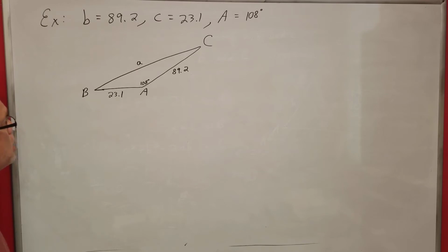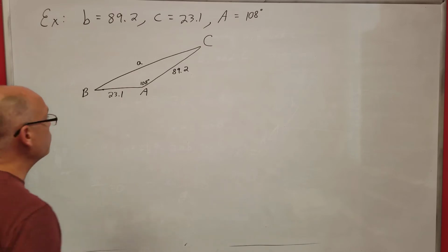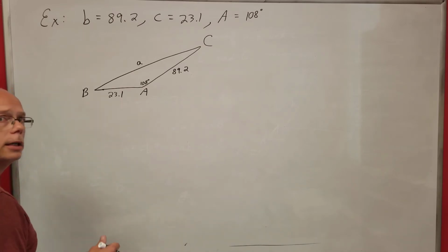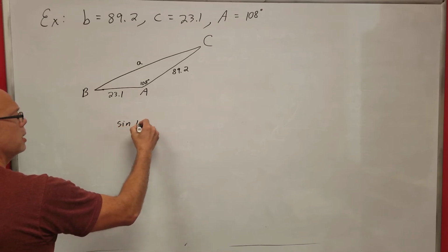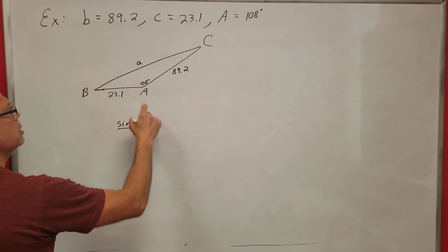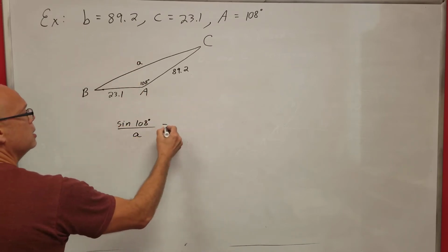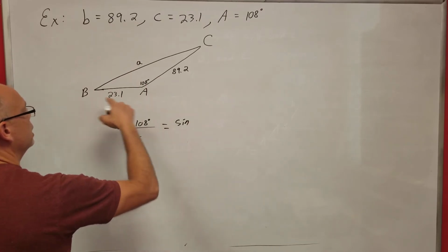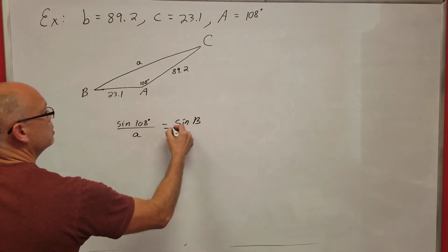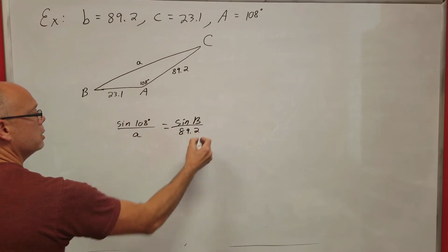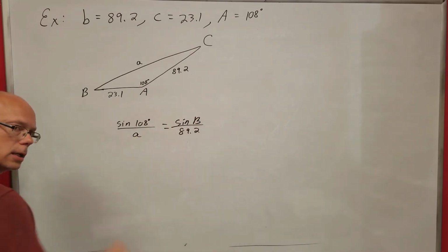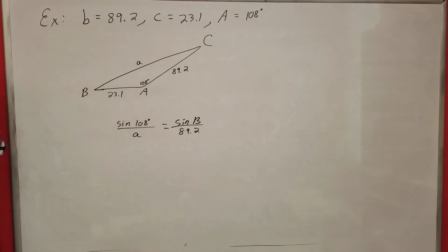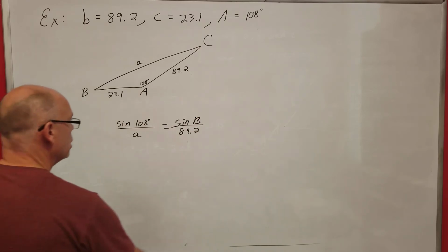All right, so let me ask you this. Could I use the law of sines to solve here? If I tried to use the law of sines, I'd have, don't write this down, sine 108 degrees over a is equal to, maybe, sine B over 89.2. Notice though, I have 2 unknowns if I try to use the law of sines here. So the law of sines is not going to work. I have too many unknowns.